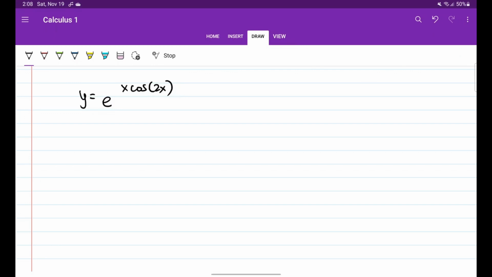Okay, so welcome back. So in this video, magso-solve tayo ng isang derivative involving exponentials, no? So we have here y equals e to the x cosine 2x. So e to the x cosine 2x.